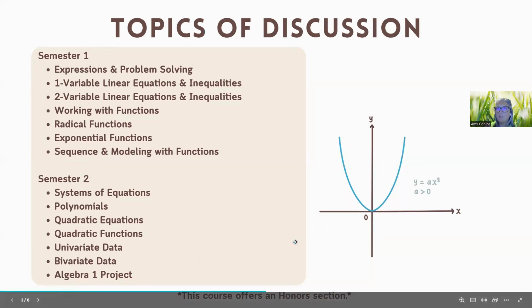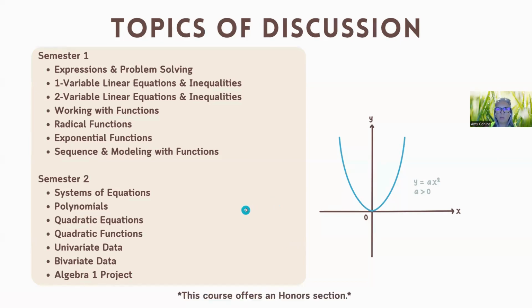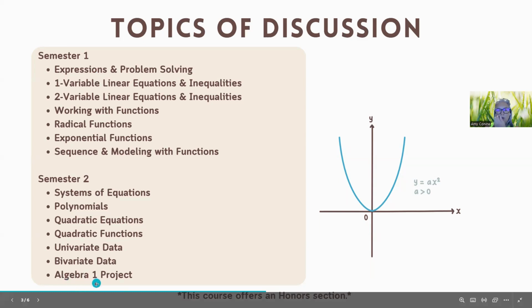So for the topics of discussion, it's laid out pretty typical of what you would see for a standard Algebra 1 course. You start off with some of the typical pre-algebra topics like expressions and problem solving, moving through some of those Algebra 1 topics like solving equations, moving into more specific type of equations called functions, simplifying, working with quadratics, doing exponentials, working in polynomials, and then moving into statistics, which leads you to the final project for the year.